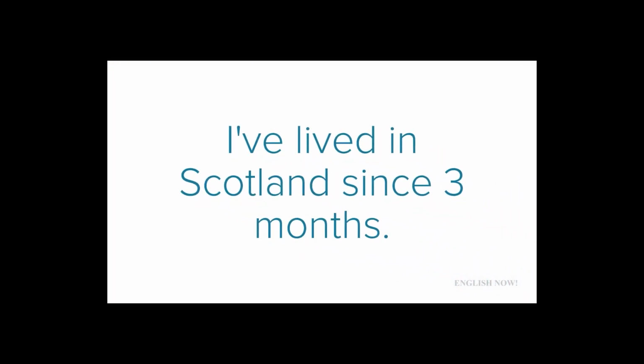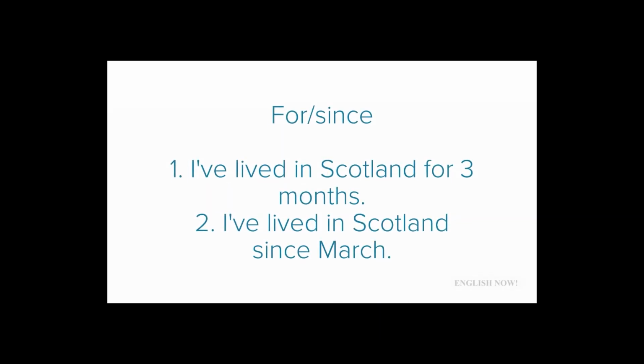The next example, I've lived in Scotland since 3 months. What's the mistake here? The problem here was a confusion between for and since. Let's look at these two examples. I've lived in Scotland for 3 months, so we use for to talk about the duration, for 3 months, for 3 years, for 10 years. And number 2, I've lived in Scotland since March, so since a time in the past. Since March, since 2009, things like that.